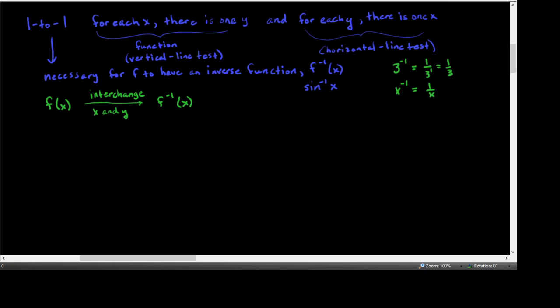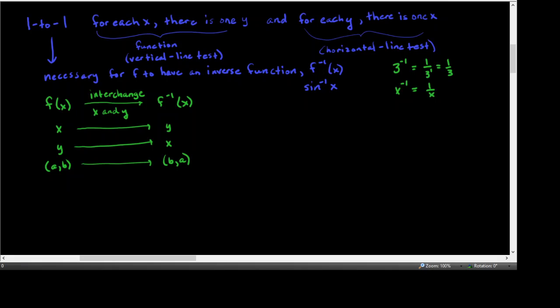And when you do that, x things here become y things over there, and y things here become x things over there. So any ordered pair a, b on the function, you'll switch those, and that point will go to b, a. So every ordered pair on your graph, the x and y coordinates will switch for the inverse function.